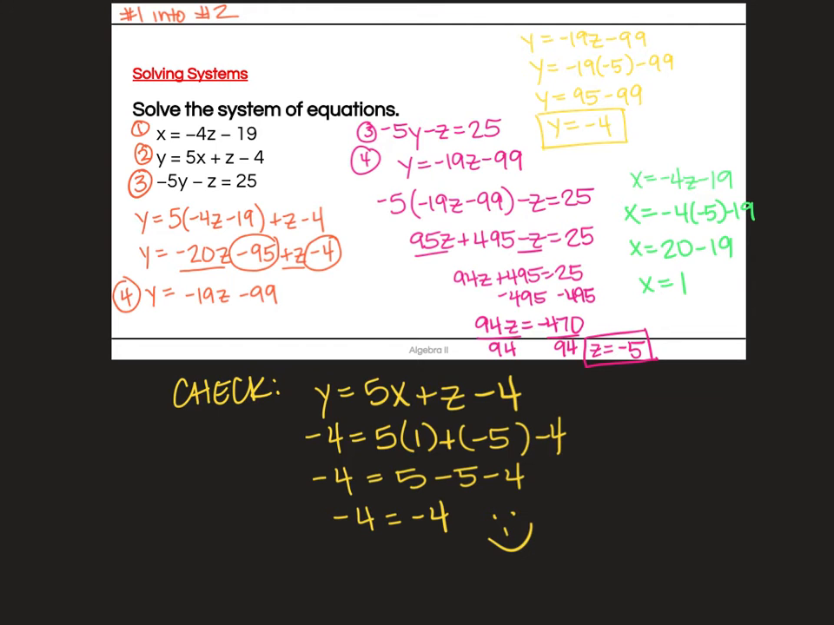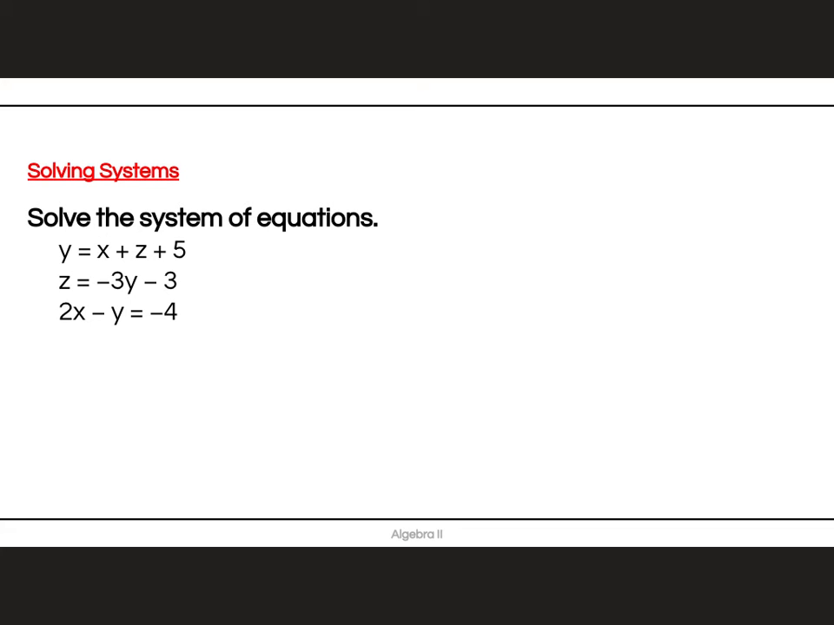And if you want to, you can go and plug into 1 and plug into 3 if that will make you feel better. But we just need to check with one equation to see that that is the answer. So we're going to look at one more example before you go off and then try some on your own. Okay, so this is the last example that we're going to look at before you try it on your own.